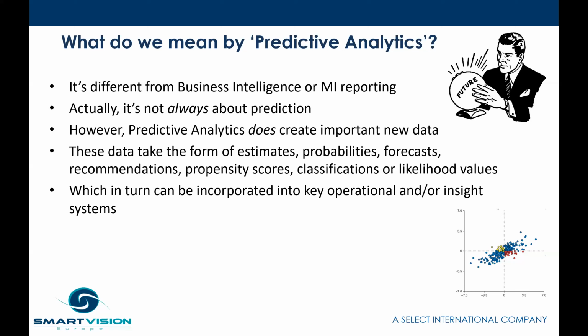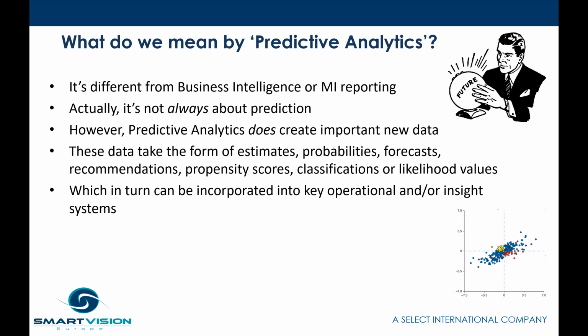And that new data can take the form of segments or clusters or probabilities or classifications or categories or sentiment values or propensity scores or risk indices or likelihood outcomes. And that new data can then be incorporated into operational data so that people can take actions based upon these predictions or classifications or likelihood values.